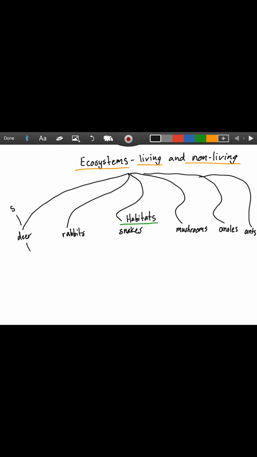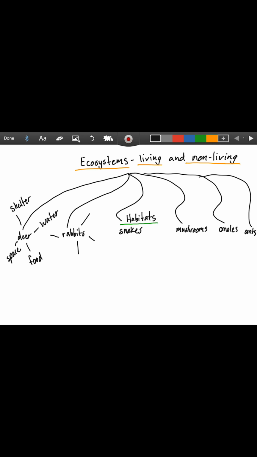So we're talking about S for shelter, food, water, and space. Those are the basic ones. There's more. And what do rabbits need? So you can say another 4 right here.